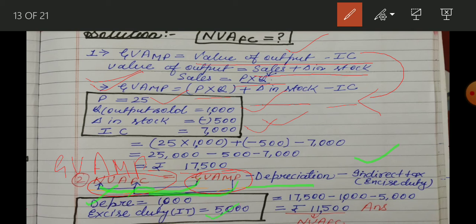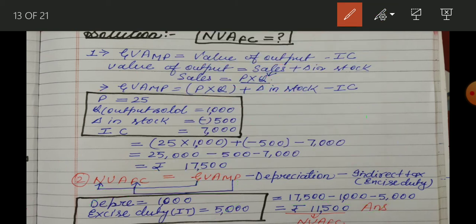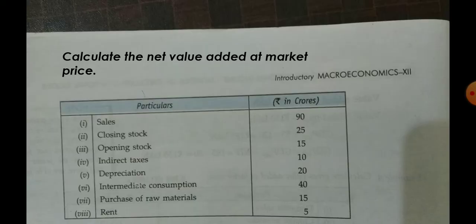The value of depreciation is given 1000 and excise duty is given 5000. So when we put the value, GVA MP is 17,500, depreciation 1000, indirect tax, excise duty is given 5000. When we subtract, we get 11,500, and this is the answer of NVAFC. That is your answer. I think you are able to understand. So take a screenshot here, and let me attempt another question.